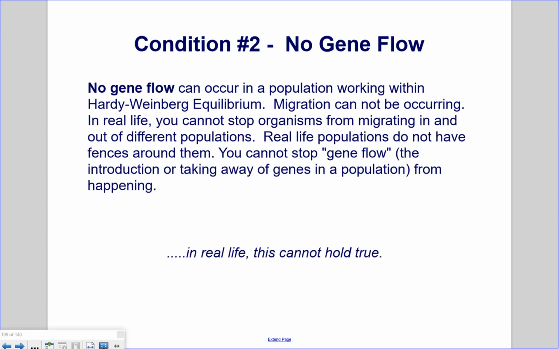Condition number 2, no gene flow. No gene flow can occur in a population working within the Hardy-Weinberg equilibrium. Migration cannot be occurring. In real life, you cannot stop organisms from migrating in and out of different populations. Real-life populations do not have fences around them. You cannot stop gene flow, the introduction or taking away of genes in a population, from happening. In real life, this cannot hold true.